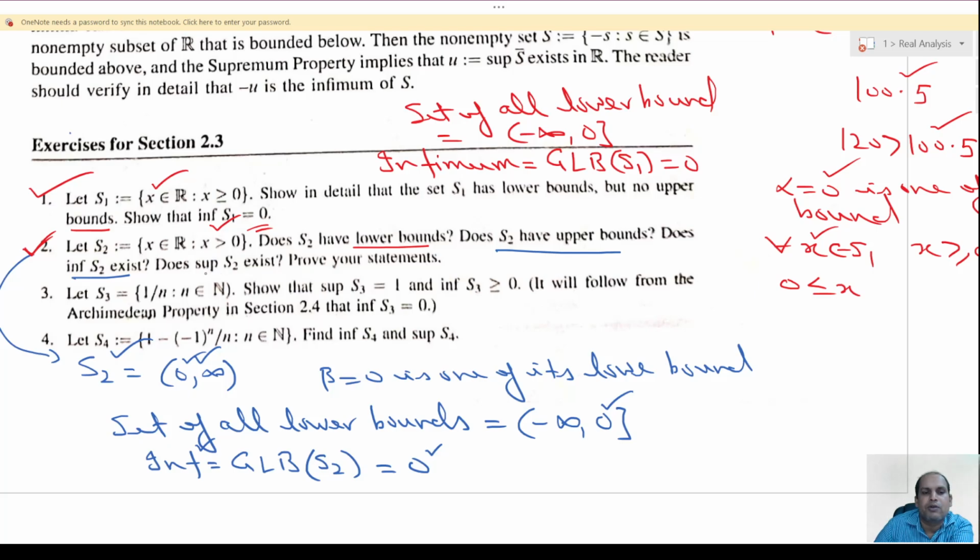Does a supremum of S2 exist? We have answered this question. Prove your statement. We will come back to this using the Archimedean property of real numbers, which I will cover in a different section. Here I am just emphasizing how to compute upper and lower bounds, how to check whether a set is bounded above or not, and, if it is bounded above or below as per the case, how to find its supremum and infimum.